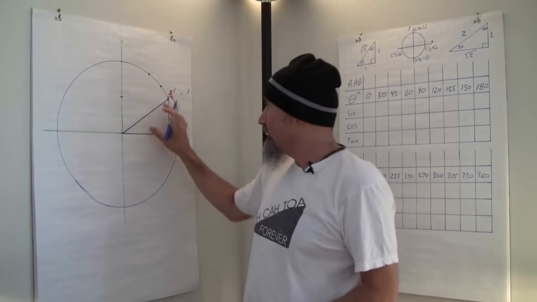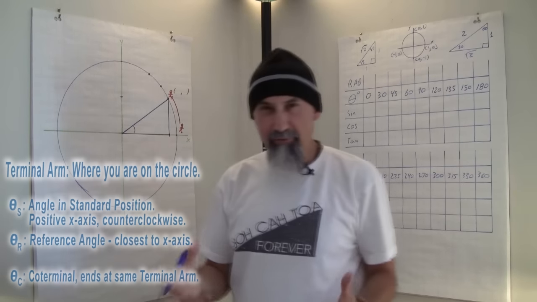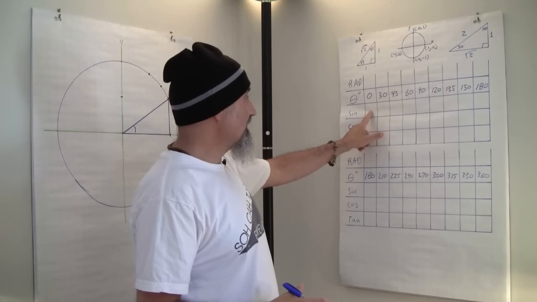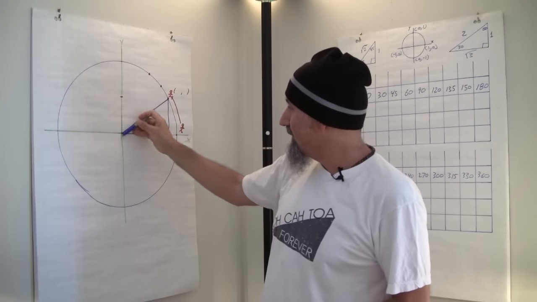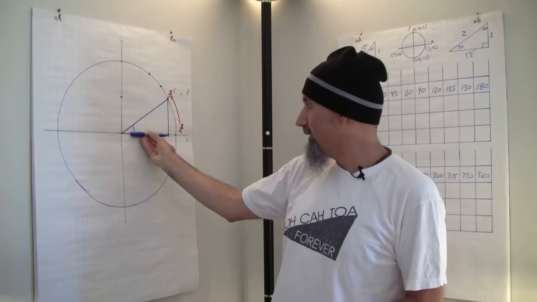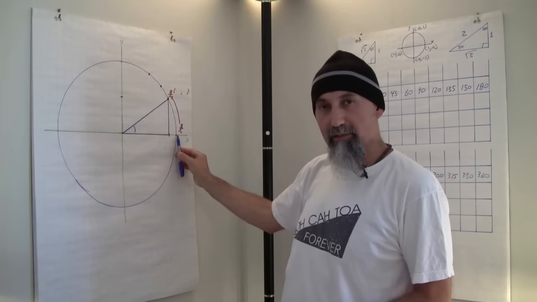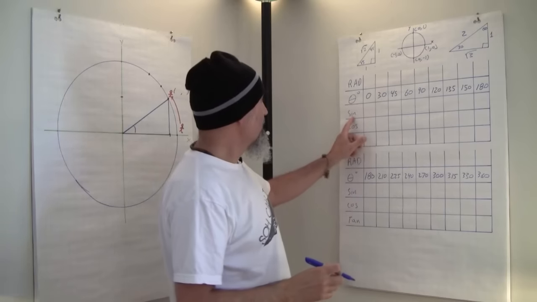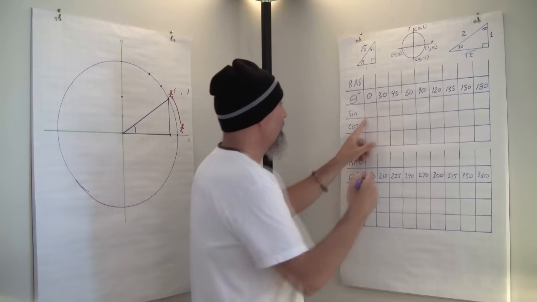So we're going to take a look at sine theta first, and this is our angle here, in standard position, with all the terminology we've learned. So sine of 0 degrees. Sine is our y. If we're at 0 degrees, this guy is flat, the terminal arm is right there. So sine of this is what the y value is when you're standing here. And when you're standing here, your y value is 0. Sine of 0 degrees happens to be 0.